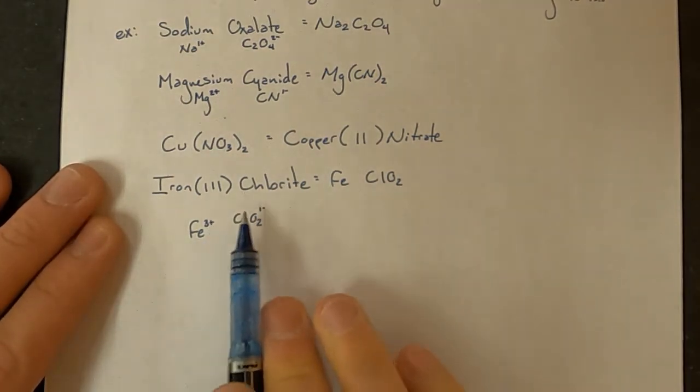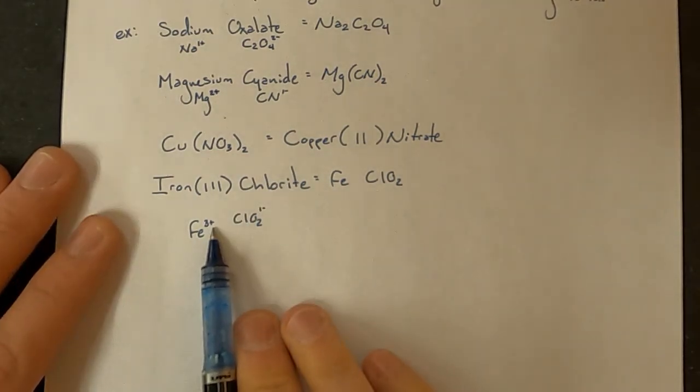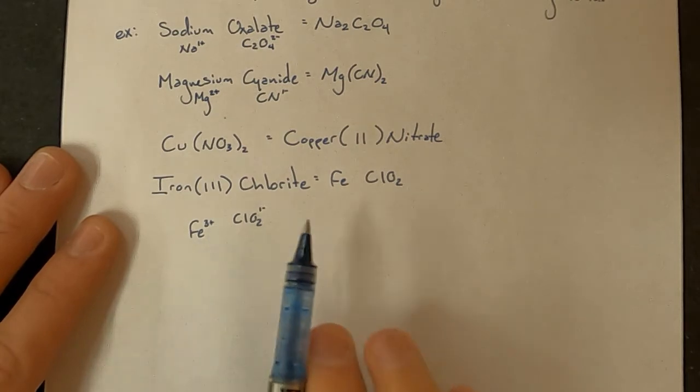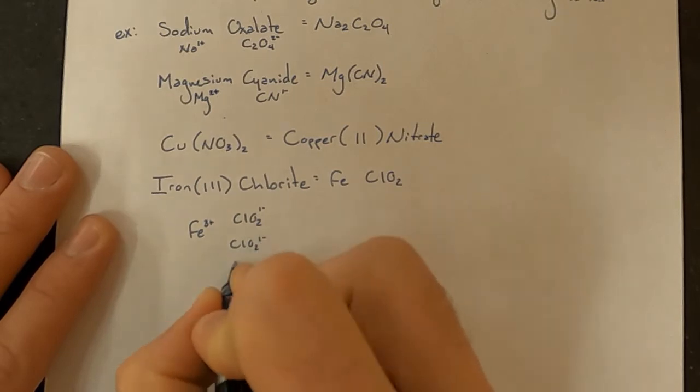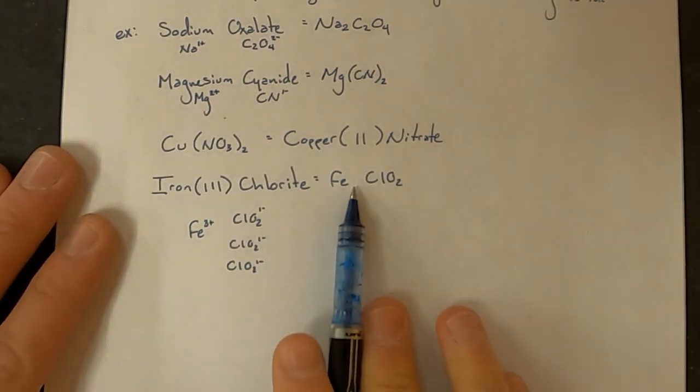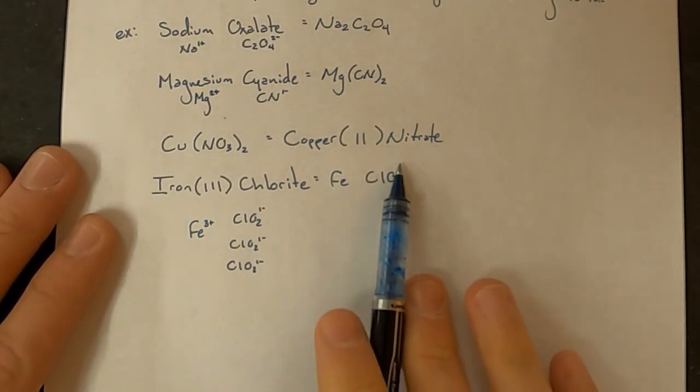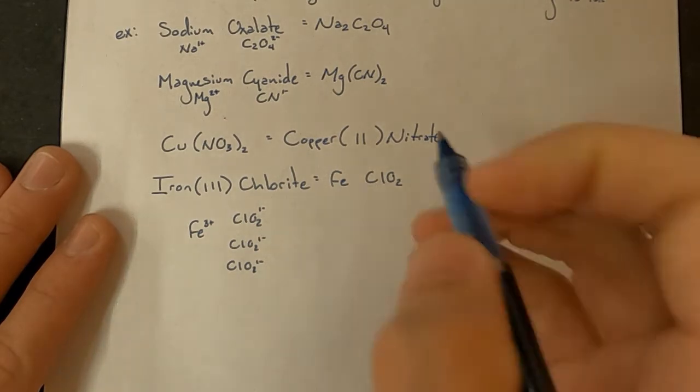And so we can see that these 2 do not balance each other out based on charge, that we would need 3 of these represented. And to represent that in a formula, we would put the ClO2 in parentheses and a 3 afterward.